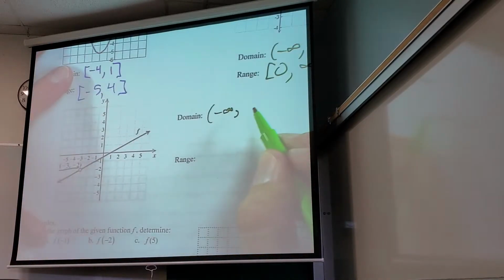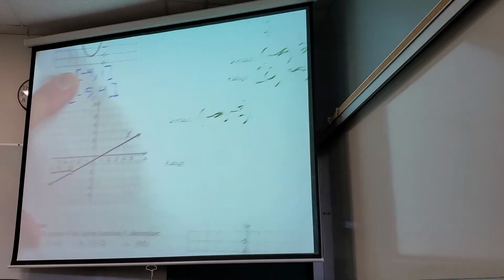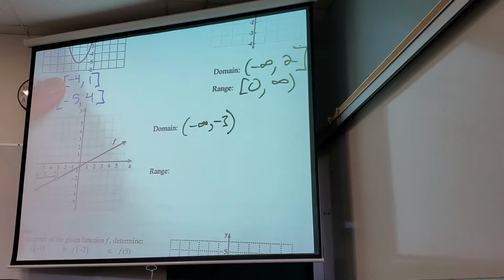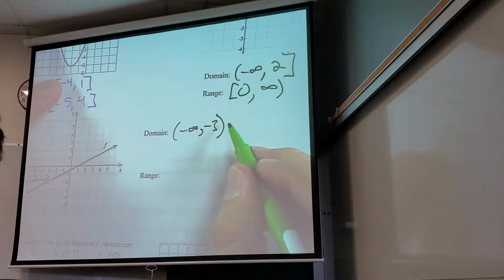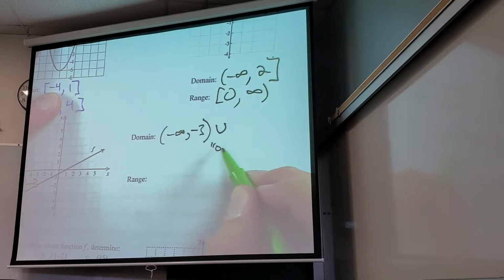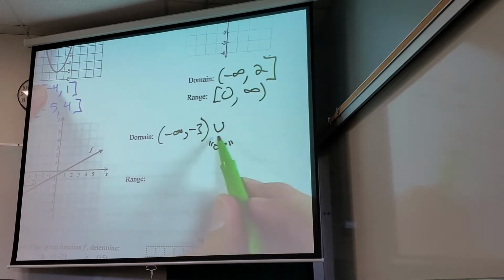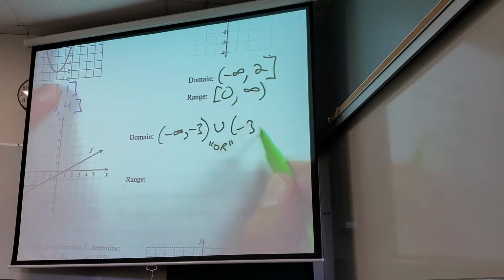So I gotta exclude it. I can't include -3, right? But I want to start over. This is a little bit strange, but that little symbol means or. So what's the domain? All the numbers that are in here or that are in here.